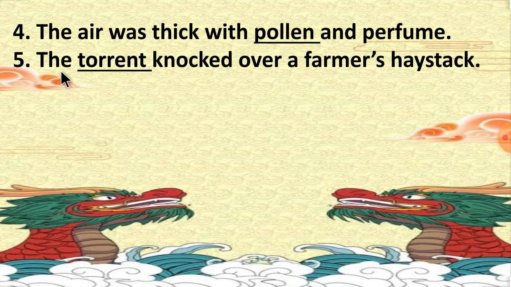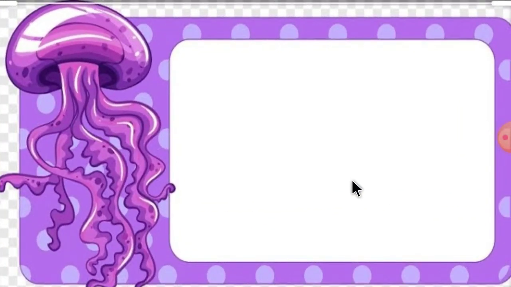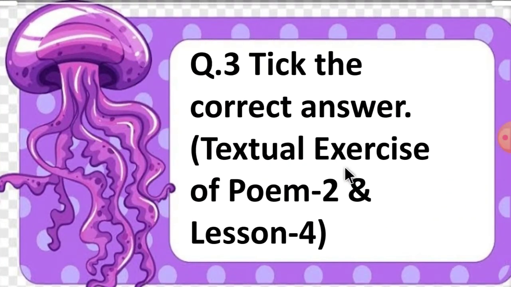Number 5, the torrent knocked over a farmer's haystack. Answer is torrent. Now let's see the next question. That is question number 3.